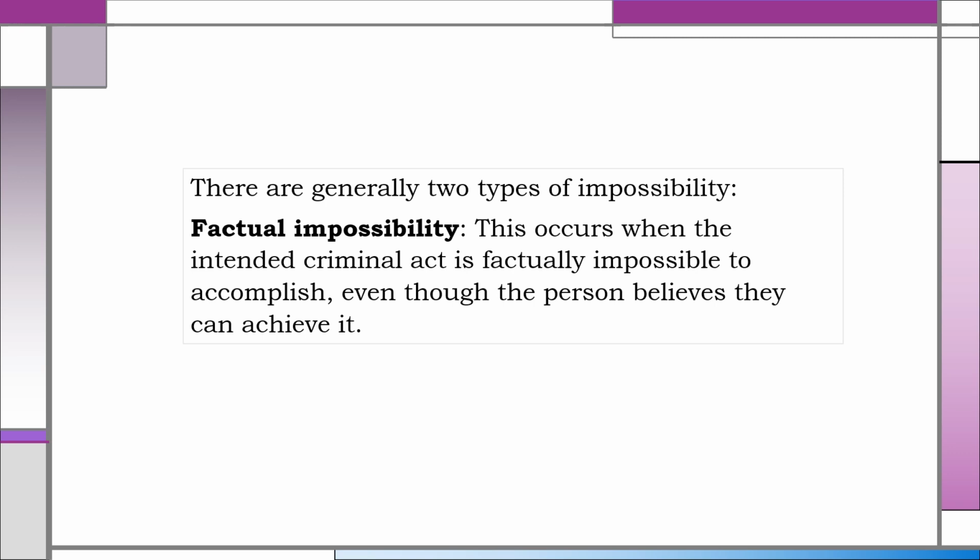There are generally two types of impossibility, the factual impossibility and the legal impossibility. But first, let us discuss factual impossibility. Factual impossibility occurs when the intended criminal act is factually impossible to accomplish, even though the person believes they can achieve it.